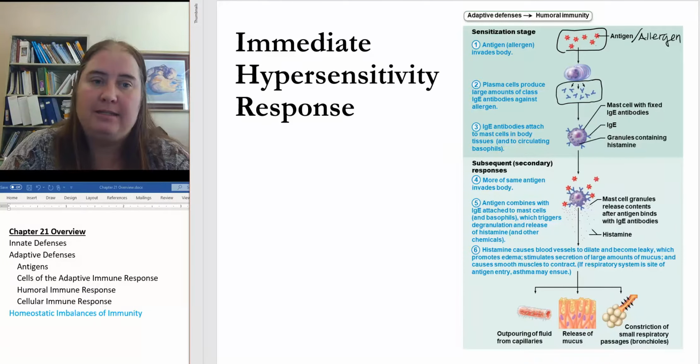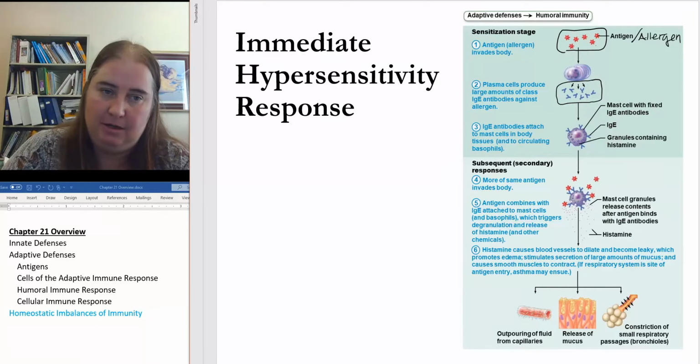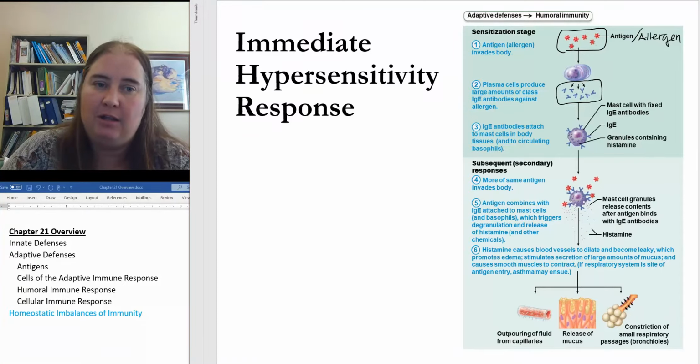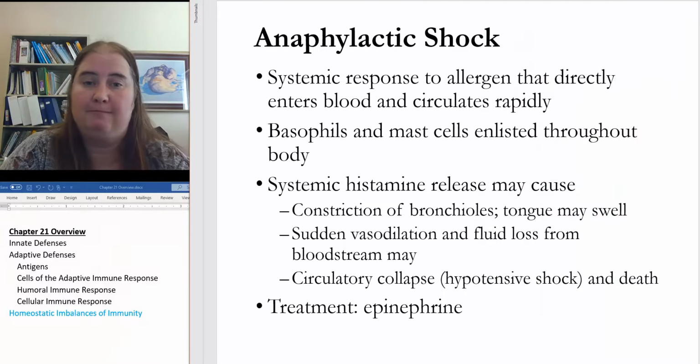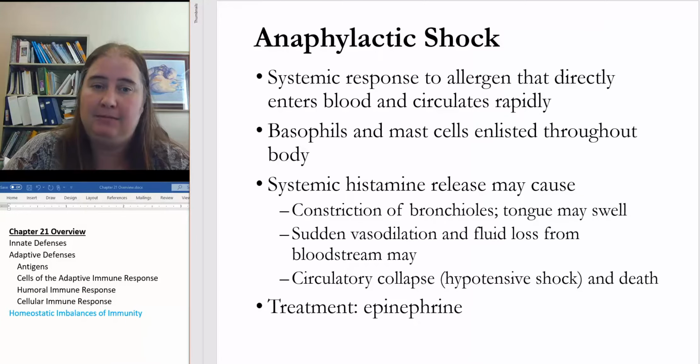However, the second time you encounter that antigen or that allergen, you now have a cell that is going to be receptive to these allergens. The allergen binds to the mast cell. The mast cell releases a massive amount of histamine. Okay? And this histamine will do a number of things. This histamine will cause constriction of the bronchioles.